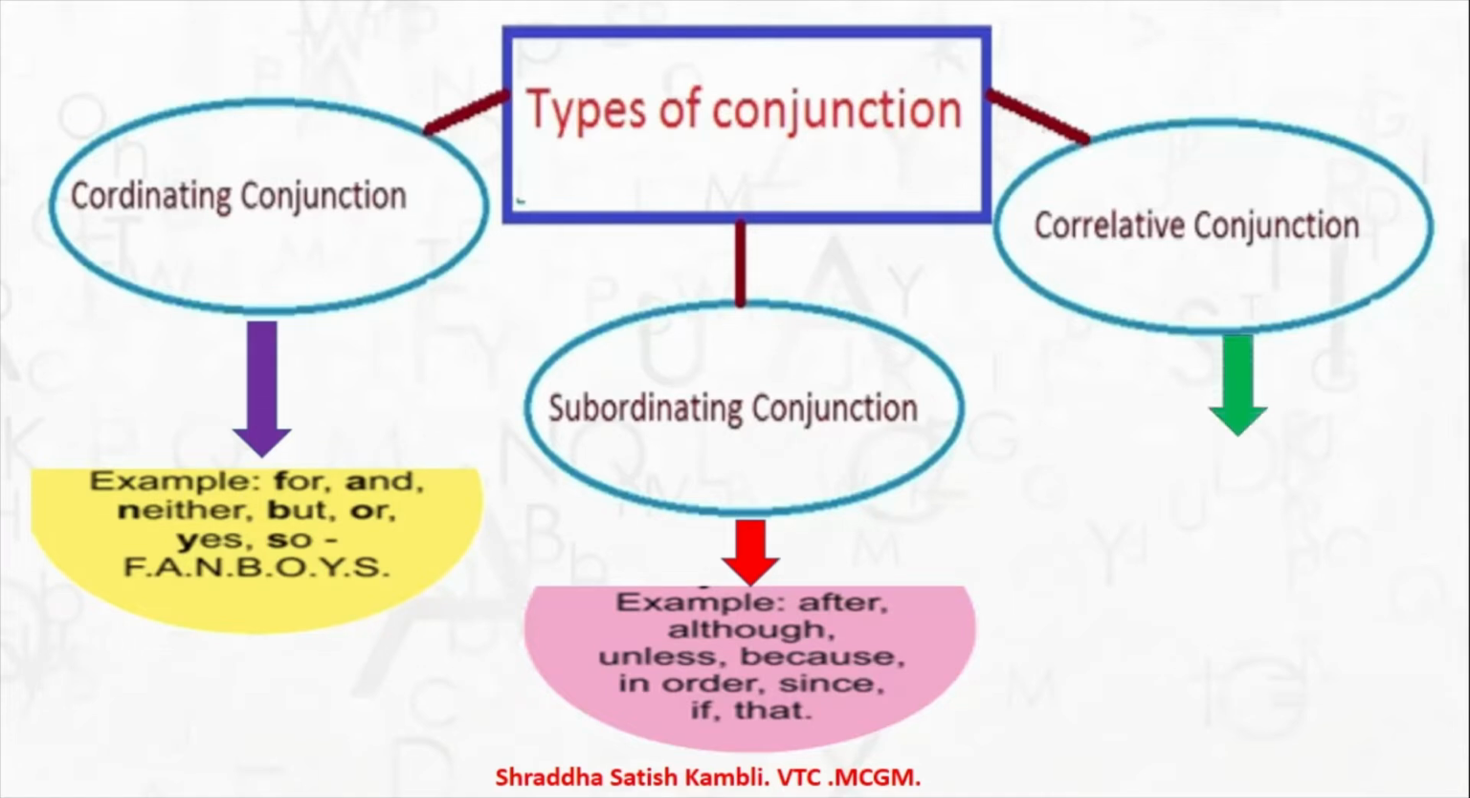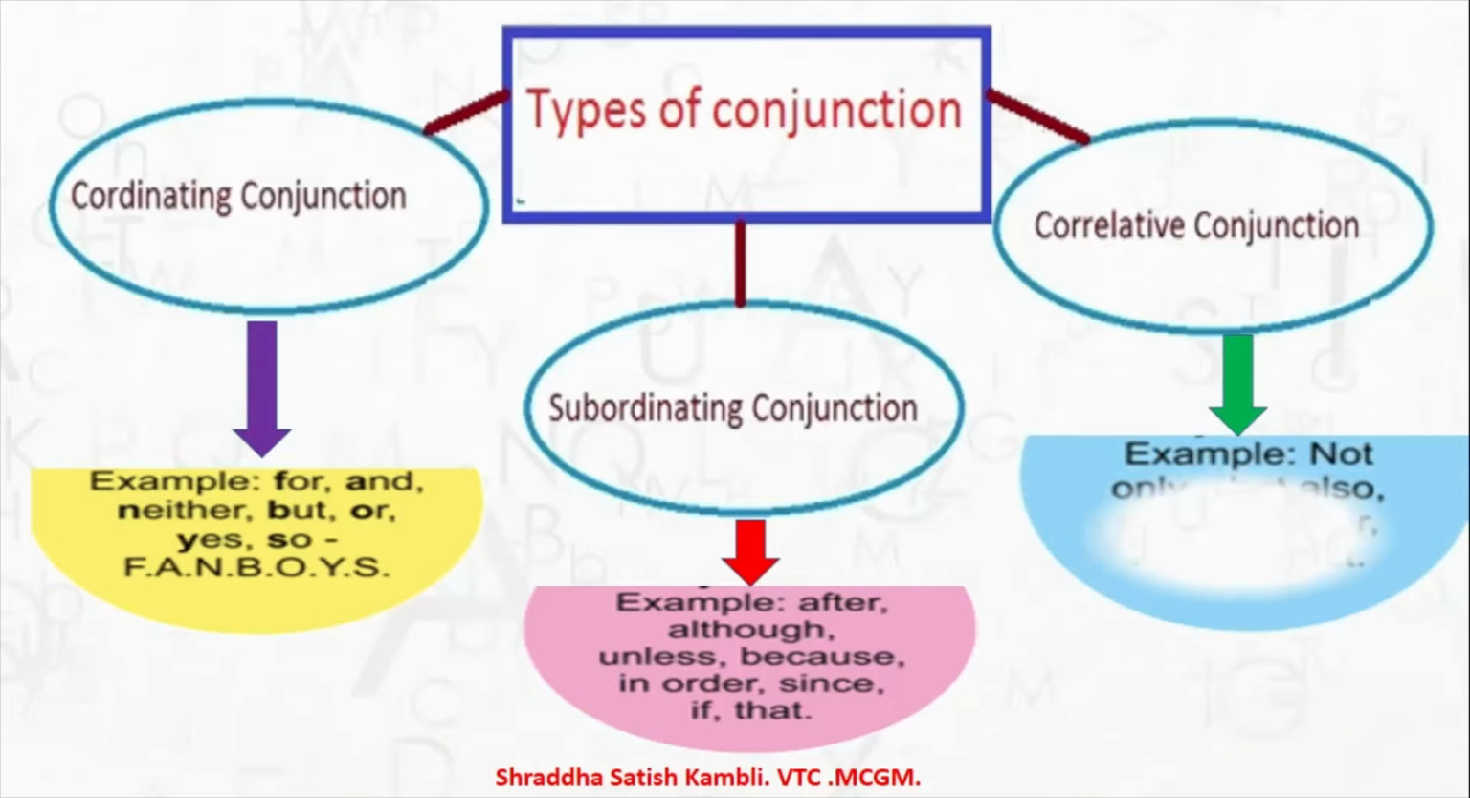Coming to the correlative conjunctions. When you relate something to something else, then you can say it is a correlative conjunction. So which are the correlative conjunctions? Not only, but also, neither, nor, though, yet. All these conjunctions are correlative conjunctions.